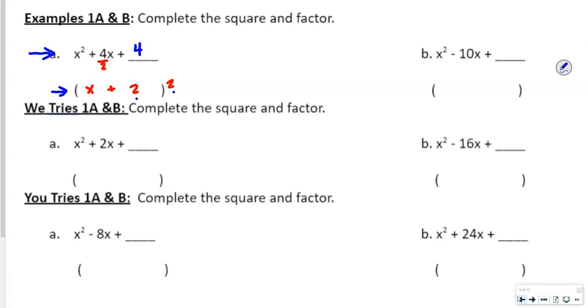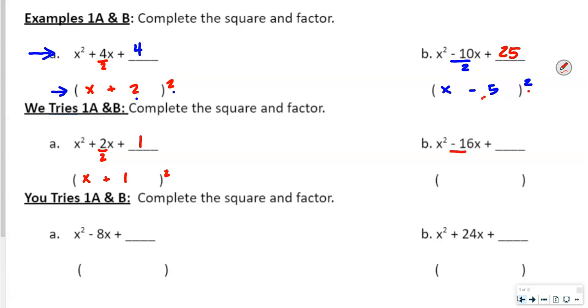Once again over here, we're going to divide the negative 10 by 2, and that's going to be x minus 5 squared, because negative 10 divided by 2 is negative 5. Then we're going to multiply negative 5 times itself. Negative 5 times negative 5 is 25. This is the way it works. All right, once again, for our Try 1a and b, we're going to divide 2 by 2, so that's going to be x plus 1 squared, and then 1 times 1 is 1. That's what goes up in that blank.